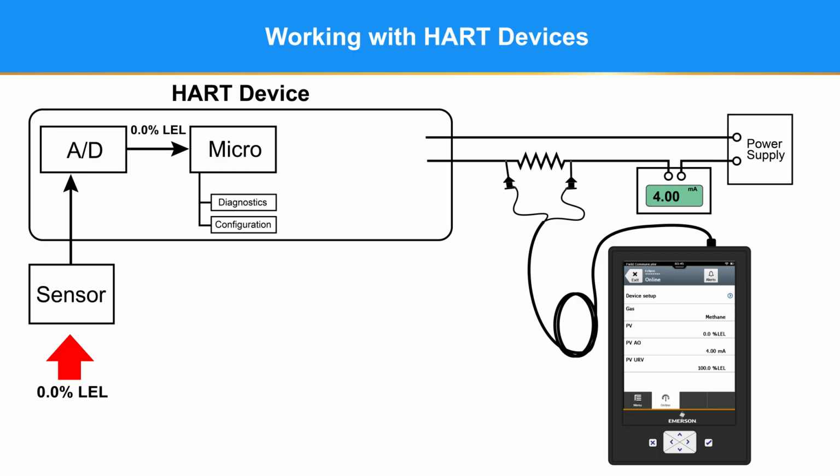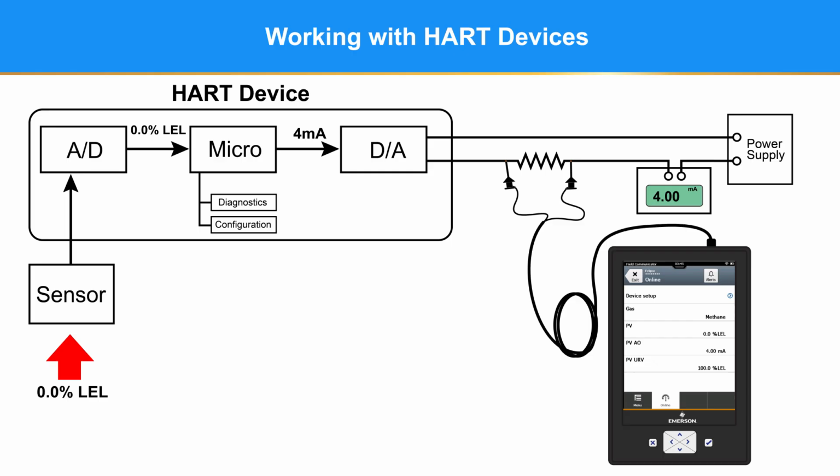The microprocessor takes the inputs from the user configuration and diagnostics to determine what the milliamp value of the device should be. It passes that value on to the digital to analog converter, which controls the device's milliamp output. This basic block diagram works well for all HART devices, no matter what it is trying to measure.